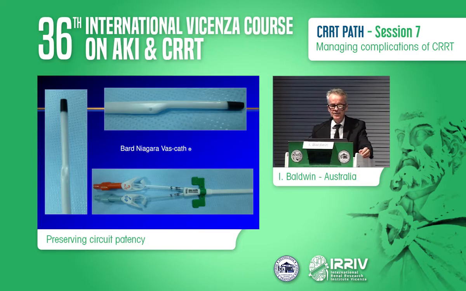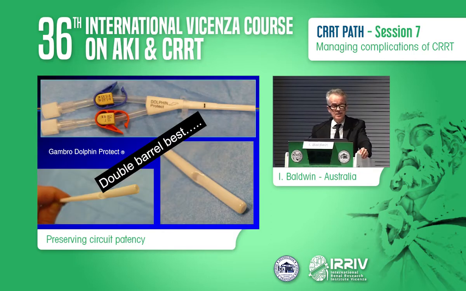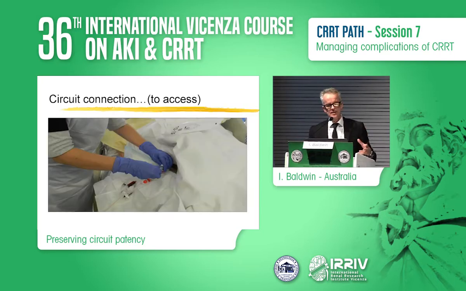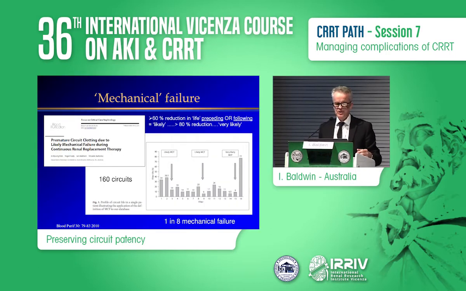This is the Bard Niagara catheter we use, which is a double D side-by-side sort of profile. Dolphin is another one, which is distributed, I probably think, by Baxter now, or Gambro. It was Dolphin Protect, also a nice catheter design, and that's the double barrel. So when you connect the device to the circuit and the circuit's running, as I say, it's creating a negative pressure in the system, and this brings about the notion of mechanical failure or flow failure.